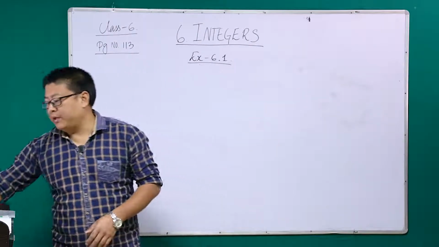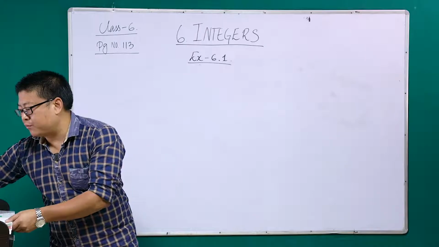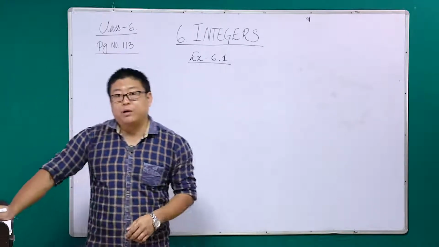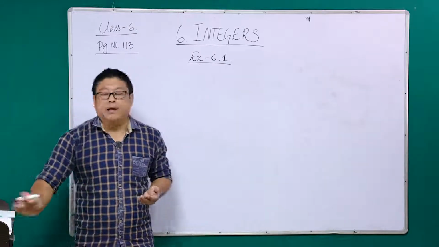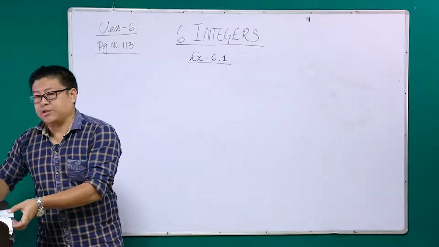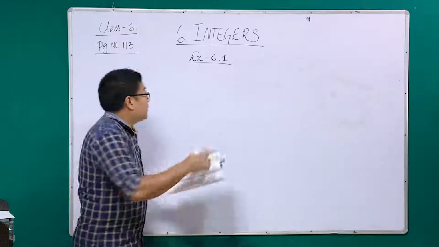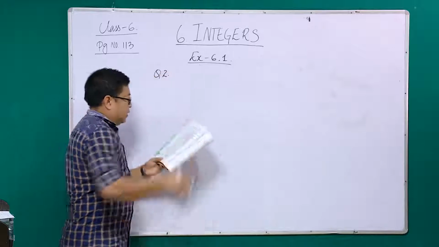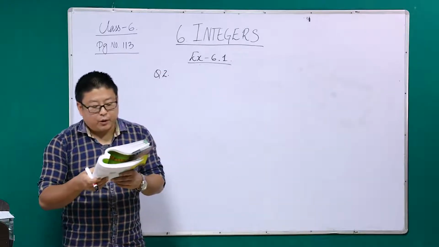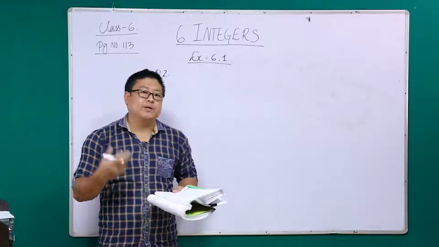Let us continue with our previous exercise where we left off, that is exercise 6.1. Question number 1 we have already completed. Let's look at the next question, question number 2. It reads, represent the following numbers as integers with appropriate signs.